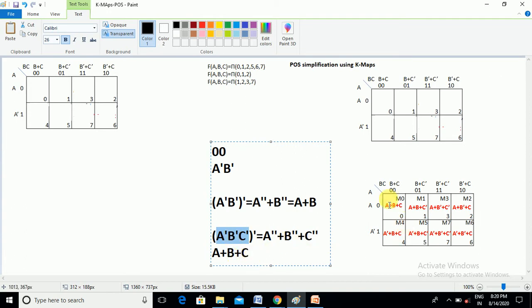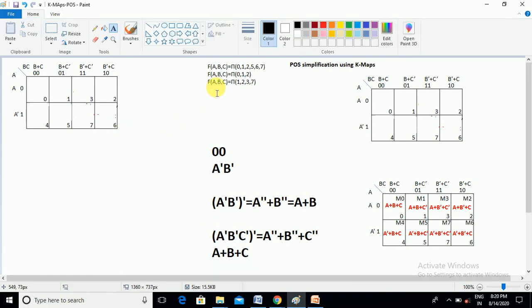Okay, here you are getting a plus b plus c. So this is the relation between min term and max term. This is a min term, with respect to its max term. This is a min term, with respect to its max term. Okay, and the same thing will continue in a 4 variable K map also. Okay, let us solve some questions for the 3 variable POS formatted K map.